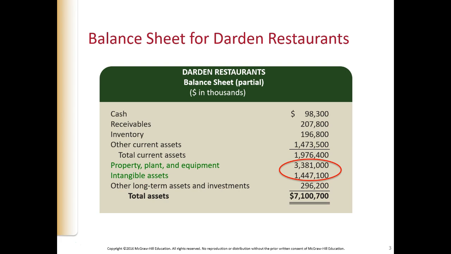In a balance sheet, you'll find long-term assets under the section Current Assets. So this can be called like property, plant, and equipment. Sometimes it's labeled long-term assets, but it goes below current assets. You'll show the property, plant, and equipment separately from the intangible assets. And then below that you can have items such as other long-term assets and investments.